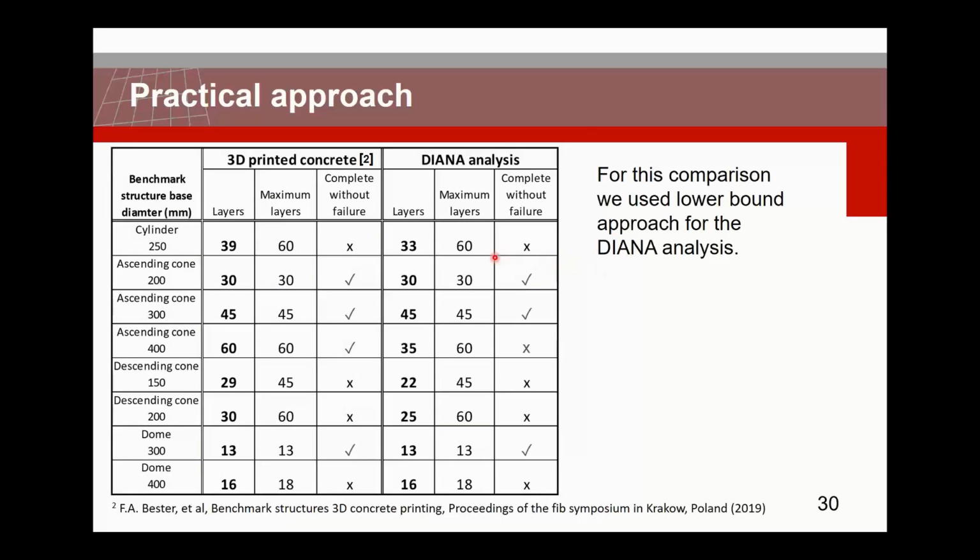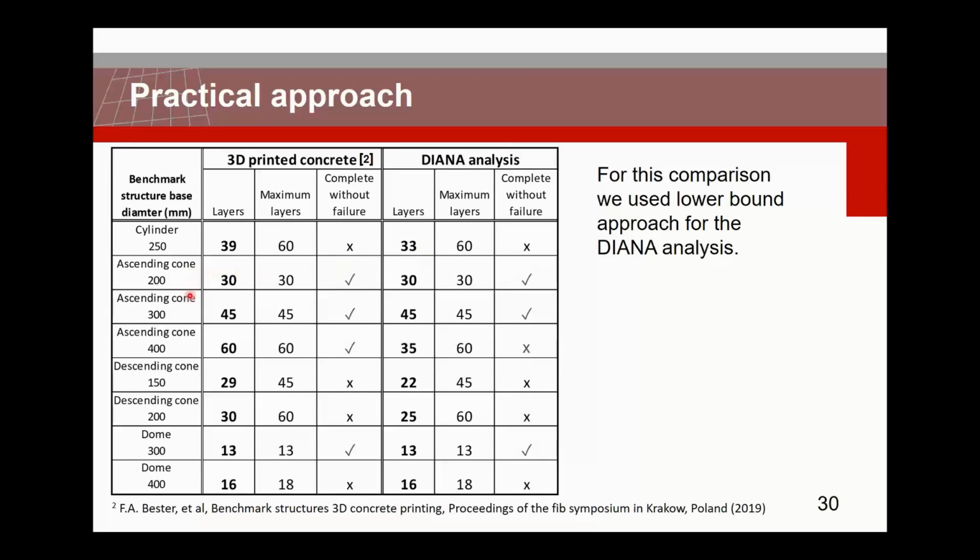Yeah, these are the results. On the left side, you can see the experimental, so the 3D printed concrete. You can see here, for example, the cylinder of 250. The idea was to print 60 layers, but at layer 39, it actually failed. And this is then the Diana analysis. This was using the practical approach. In our case, it was failing at layer 33.